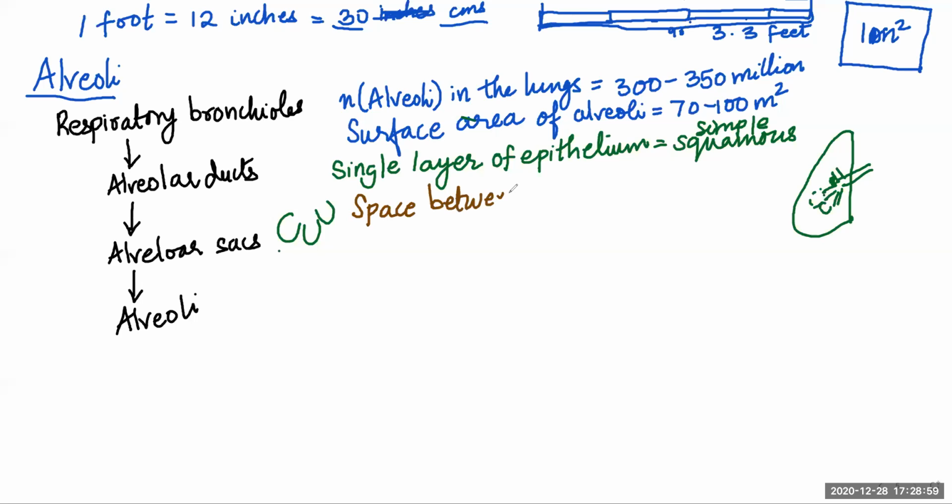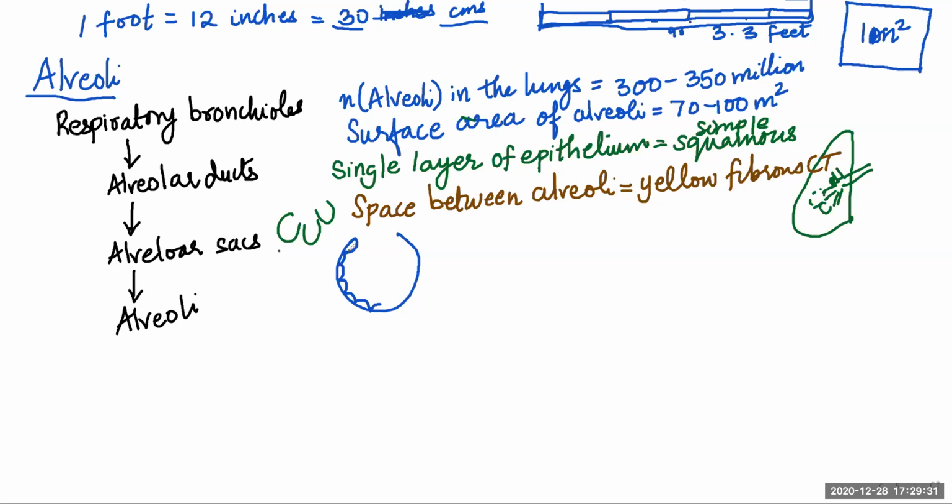Yes, the space between alveoli or bronchi is filled by elastic connective tissue, yellow fibrous connective tissue. So it's elastic connective tissue. Okay, so when I look at the alveoli, the alveoli resemble like this. Yes, a small bag made up of squamous epithelium like this.